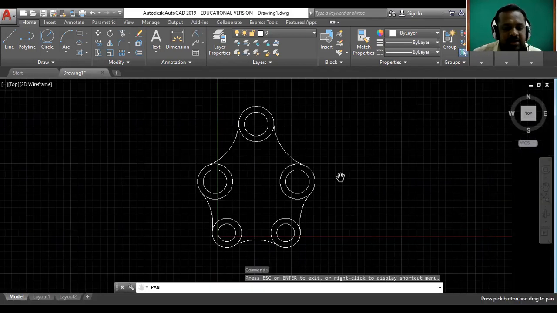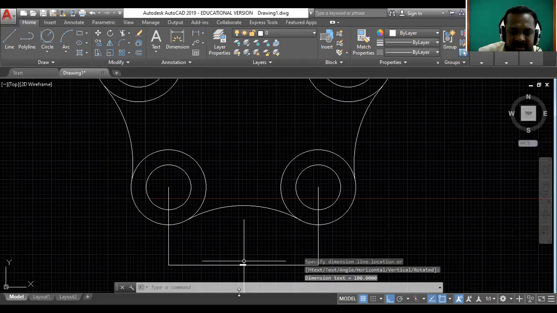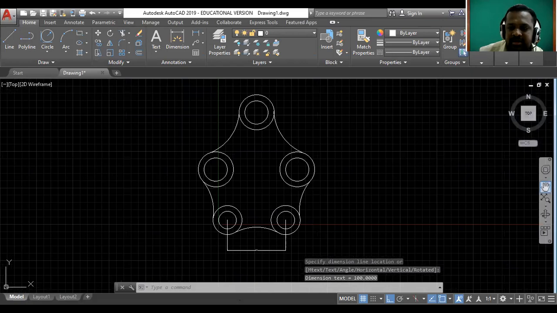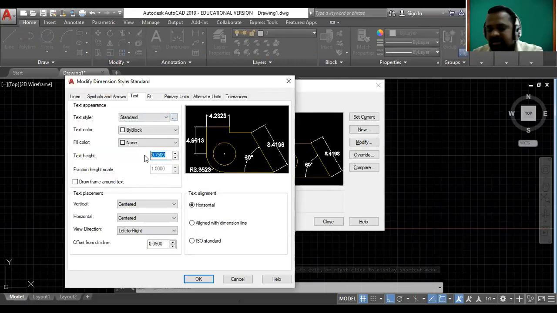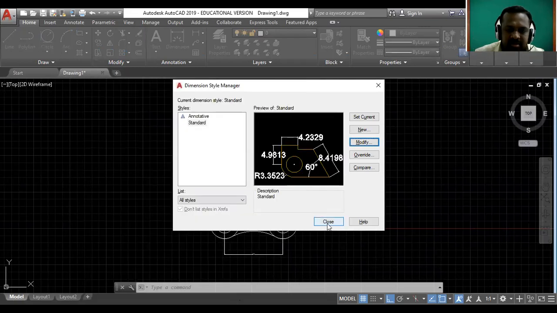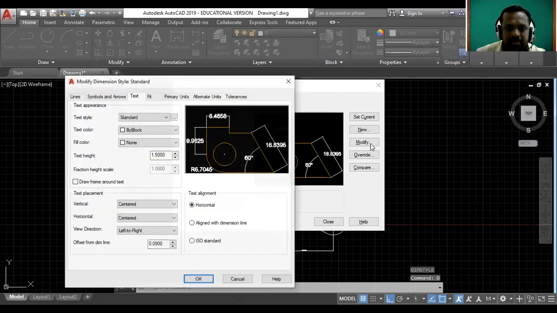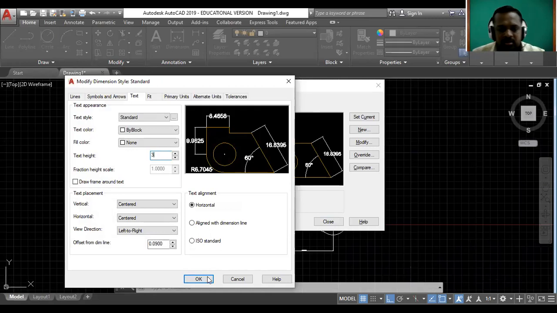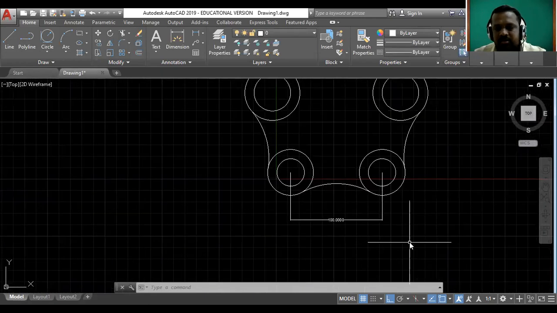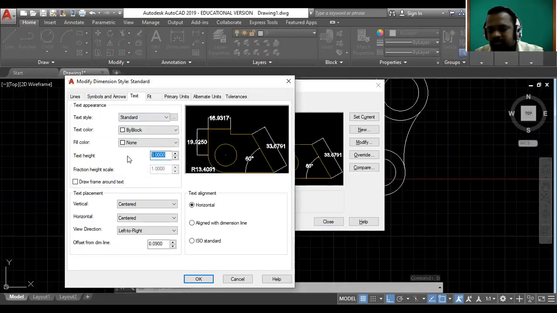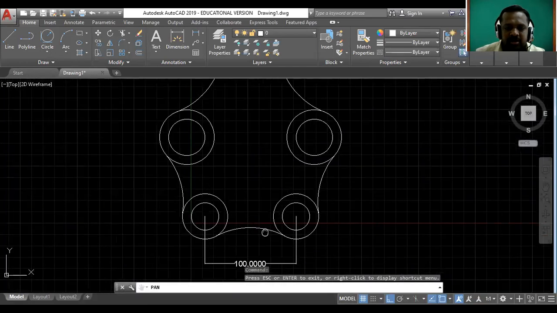Then again, we have to give the dimensions. So I will go to dimension here. Again, the dimensions are not visible. Then how to increase the size of that dimension number? Press D, enter, modify. Then text, fit, I will directly draw here 1.5. Enter, escape. Again, it is not visible. So T, enter. Okay, now it is visible, 100 here.